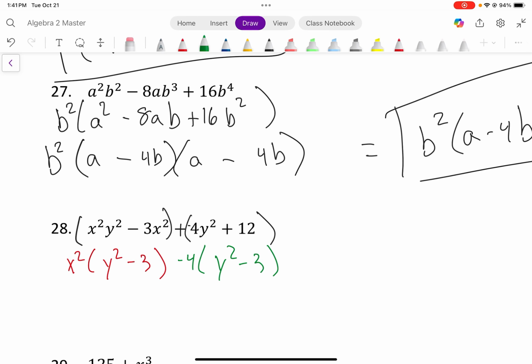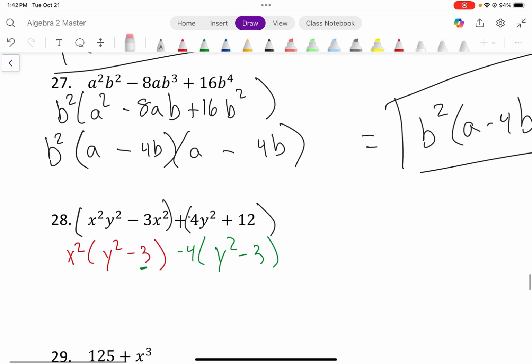When I say that's my target, that's a hint for what I might need to factor out. Looking at negative 4y squared plus 12, maybe the numbers are nice enough that the 4 is obvious, but sometimes seeing this 3 says, okay, well, 12 divided by 3 is 4. I should factor out a 4, and that can help speed up your thought process a little bit. But now both of these have a y squared minus 3, which is great. I now also have an x squared minus 4 being multiplied.